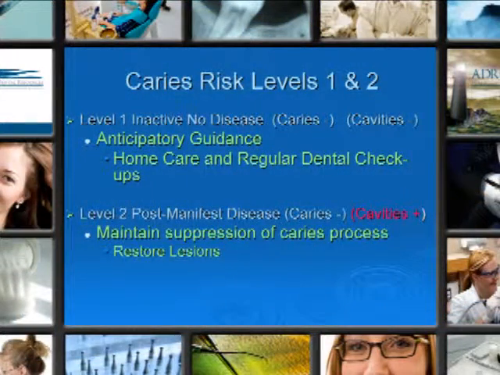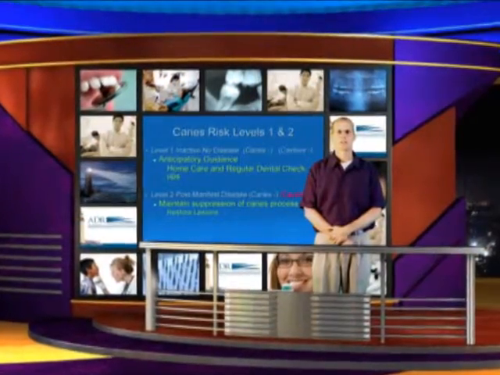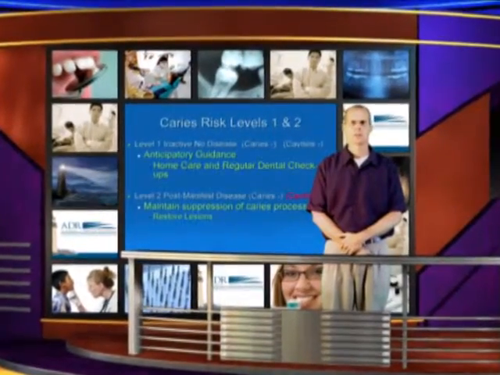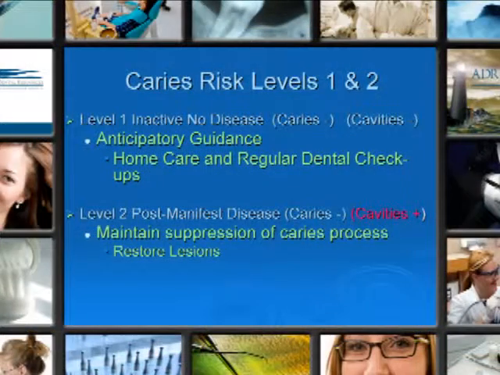Caries risk levels 1 and 2. Level 1 is anticipatory guidance. This is what we want to do. This is what you want to think about when you're providing caries risk. Level 1, inactive, no disease, no caries, no cavities. As a practitioner, we want to anticipate what we might need to do for this patient in home care procedures and regular dental checkups. Level 2 is post-manifest disease, no caries, but there are cavities. Maintain suppression of the caries process and restore the lesions that are present.